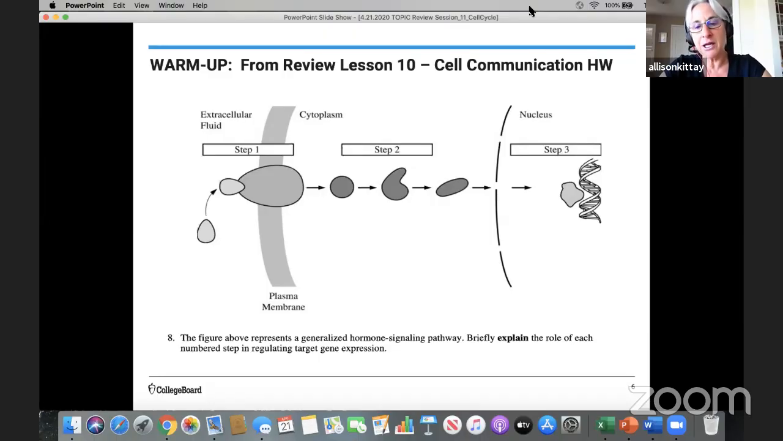And then finally, we see step three is occurring inside the nucleus, and this must be a eukaryotic cell because we see a nuclear membrane with nuclear pores. And step three does something with the DNA. All right, so if you did your homework last night, good for you. Take it out so you can compare your answer with the scoring guidelines. And if you're just joining us now, think about how you would answer this question. Okay, so 3 steps. What are they and what is their role in regulating this response?